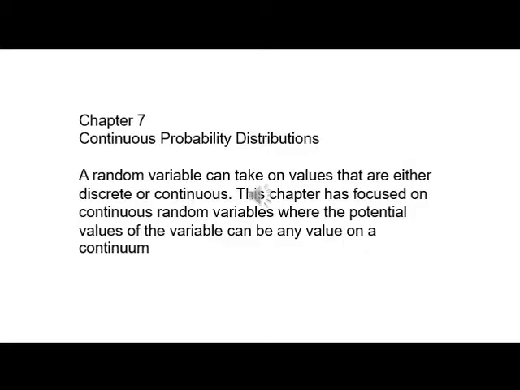Chapter 7. Continuous probability distributions. A random variable can take on values that are either discrete or continuous.